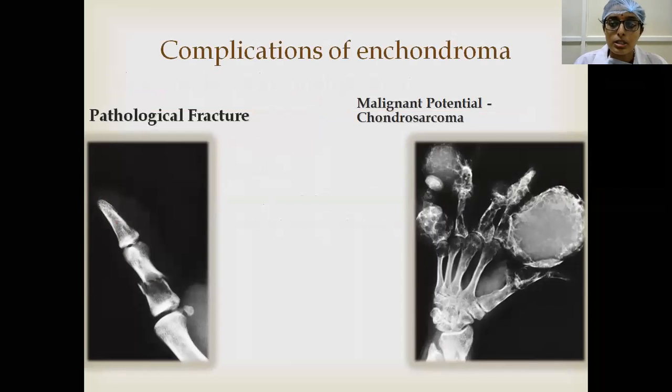So these are the different X-ray pictures. Here you can see a well circumscribed lesion, usually closer to the epiphysis, and there is a pathological fracture across the bone. And this is malignant potential. It has transformed into chondrosarcoma. You can see that the size has enormously increased. The cortical lining is also not preserved, and you cannot really appreciate the zone of transition between the healthy bone and the diseased bone. It is looking very aggressive. So the malignant form of enchondroma is chondrosarcoma.